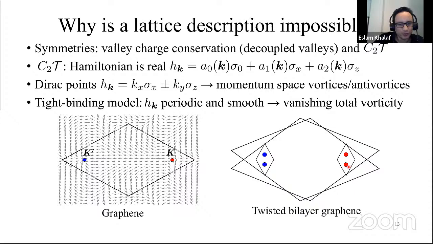So it's impossible actually to write a tight binding model. Since you have a net vorticity here, it's impossible to write a tight binding model that properly captures the properties of this Hamiltonian. So of course, the absence of a tight binding model or a real space model is a problem, basically because we're more used to handling interactions in real space rather than momentum space.